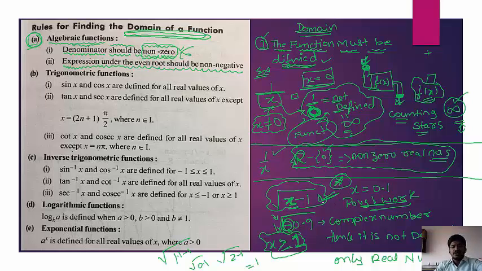So that's why whenever x is greater than or equal to 1, this particular term will always be positive and this will become a real number. After it becomes a real number, we can write the domain of this. So after writing the domain of this, you can take the value of x. That's what they are explaining in the second point. Clear, students?